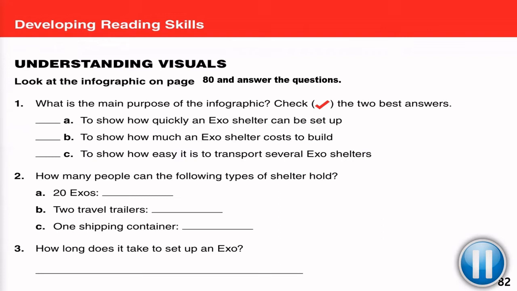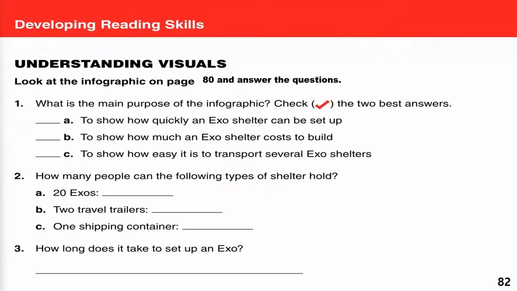All right, so you have unpaused the video, which means you are now ready to check your answers. Let's do that. What is the main purpose of the infographic? You should have 2, as the book says. The 2 are to show how quickly an exo shelter can be set up and to show how easy it is to transport several exo shelters.